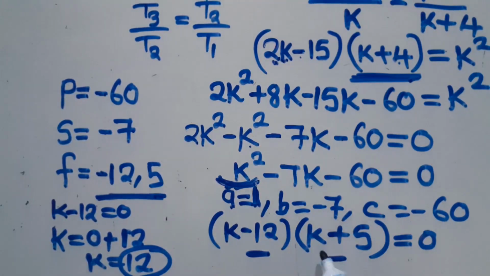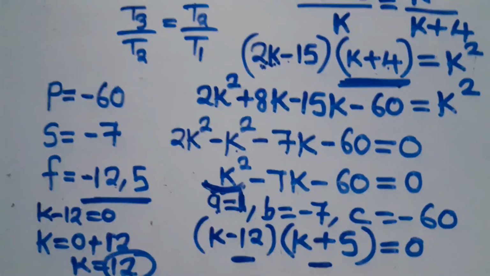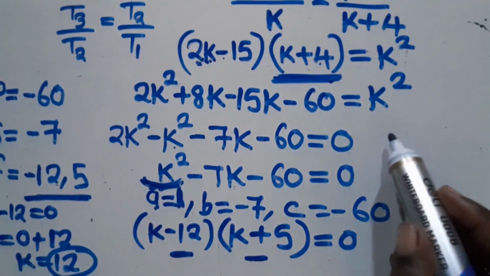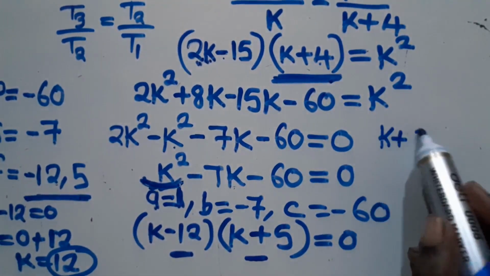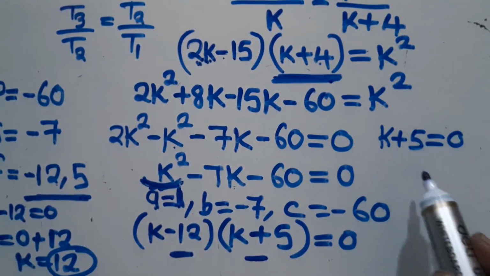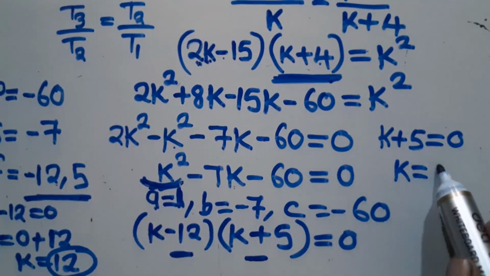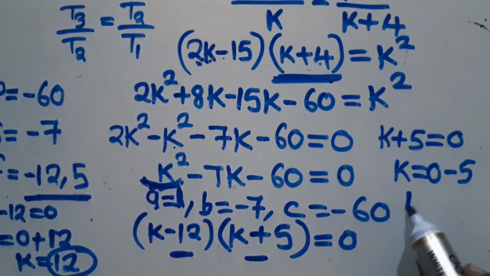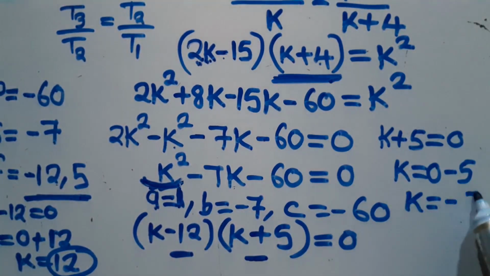If I get this one here, let me write it here. If I get this one here, which is k plus 5, if I equate it to 0, it will be k is equal to 0 minus 5. Hope you understand. When a number crosses, the sign will change. So you get negative 5.